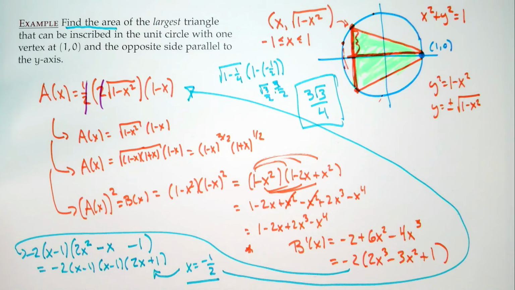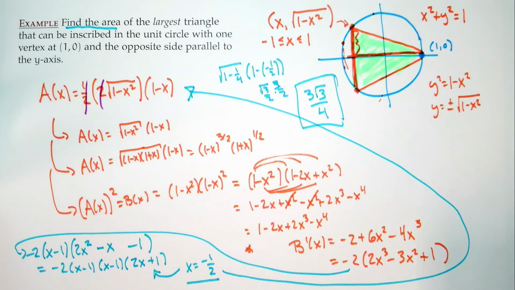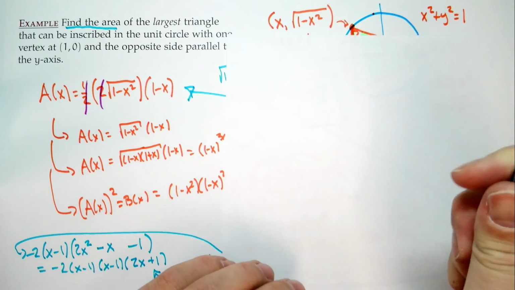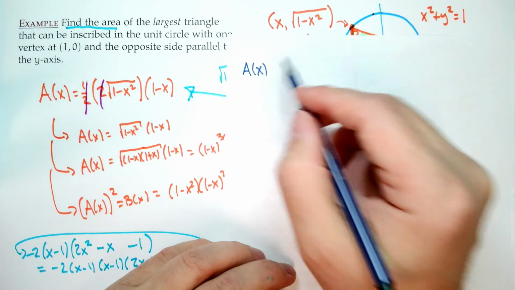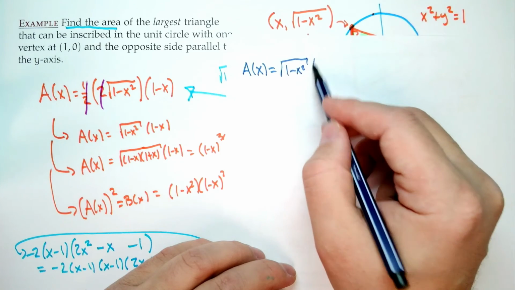So suppose that you didn't have anything insightful, and you just said, okay, I see square root of 1 minus x squared times 1 minus x. That's what I'm optimizing, and I'm going for it. So let's see if we still get the same answer. And so we'll write it down. A of x is the square root of 1 minus x squared times 1 minus x.